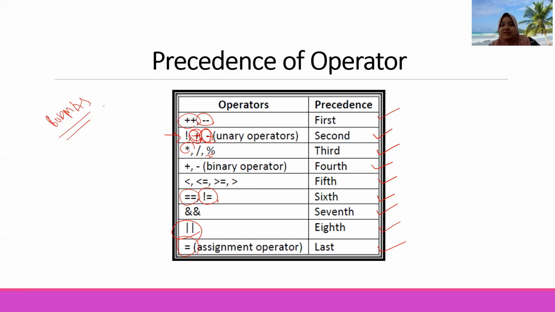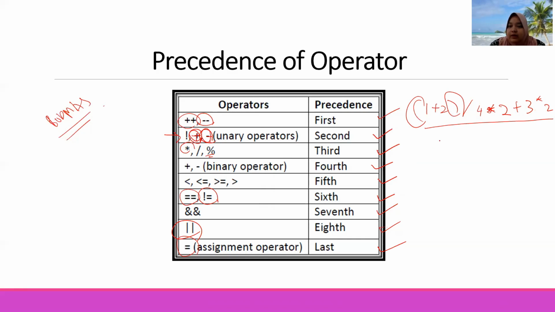So apa ni? Means apa precedence operator? Contoh dia bagi awak satu expression. 1 tambah 2 bahagi 4 darab 2 tambah 3. Okay, kalau ada macam ni satu expression ni, yang mana kena jalan dahulu? Itu maksud precedence operator. Confirm lah dia akan jalankan dalam bracket dahulu. So dia akan jadi 3.